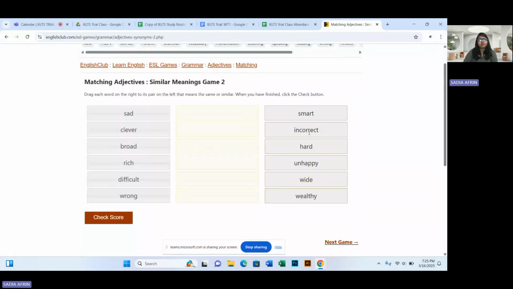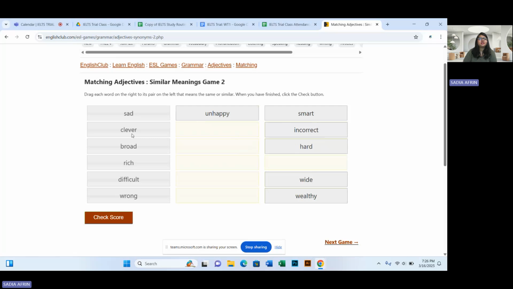You need to find the matching word for each word on the left from all the words on the right. Whichever matches the closest will be the correct answer. It's pretty simple. The first word is sad. Can you find a similar meaning to sad from the words on your right? Yes, we can see unhappy. Unhappy exactly means sad, so it's the right answer.